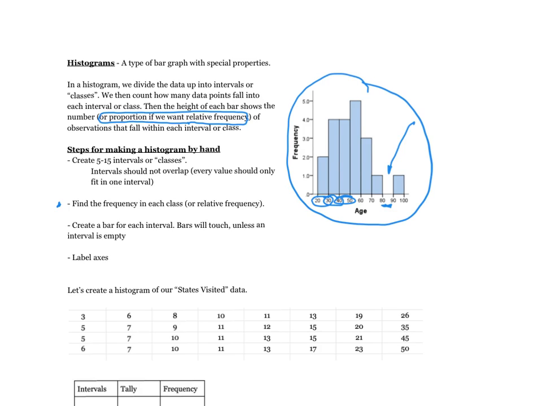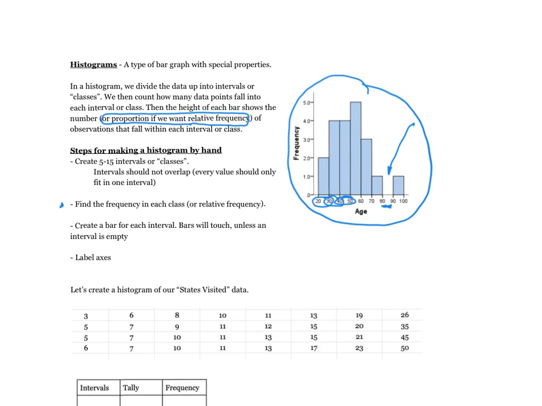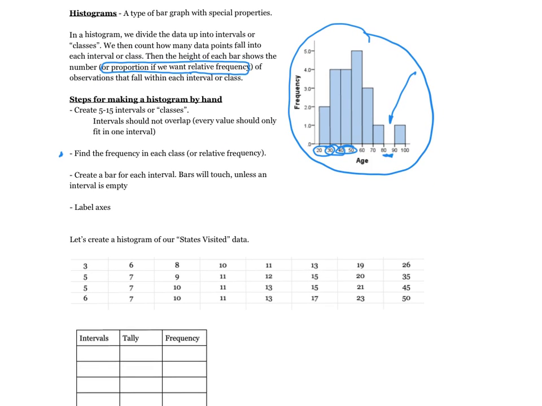Then we find the frequency in each class, which just means we count up how many of the pieces of data would fall into that group. And if it was relative frequency, we'd figure out what percentage fell into that group. Then we'll create a bar for each interval. The bars will touch unless an interval is empty. And of course, on any graph, we will label our axes so that we know what is being described by our graph.